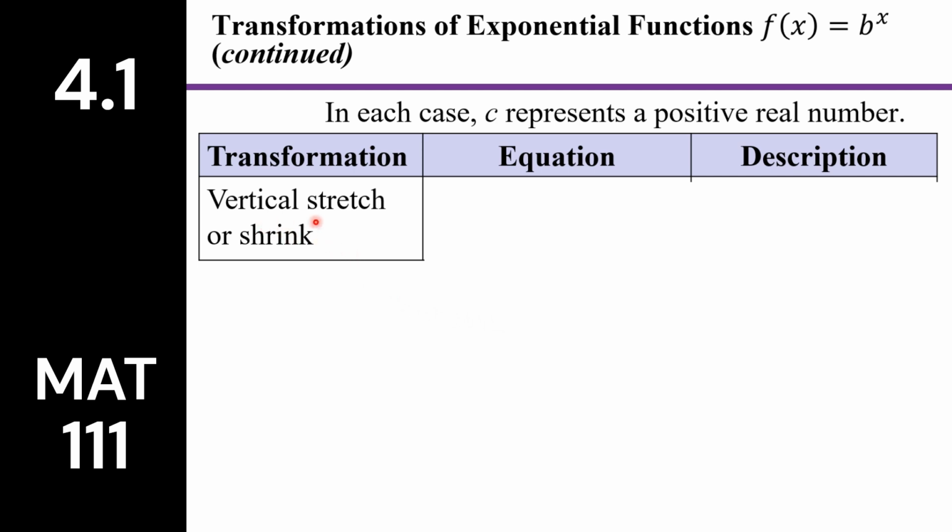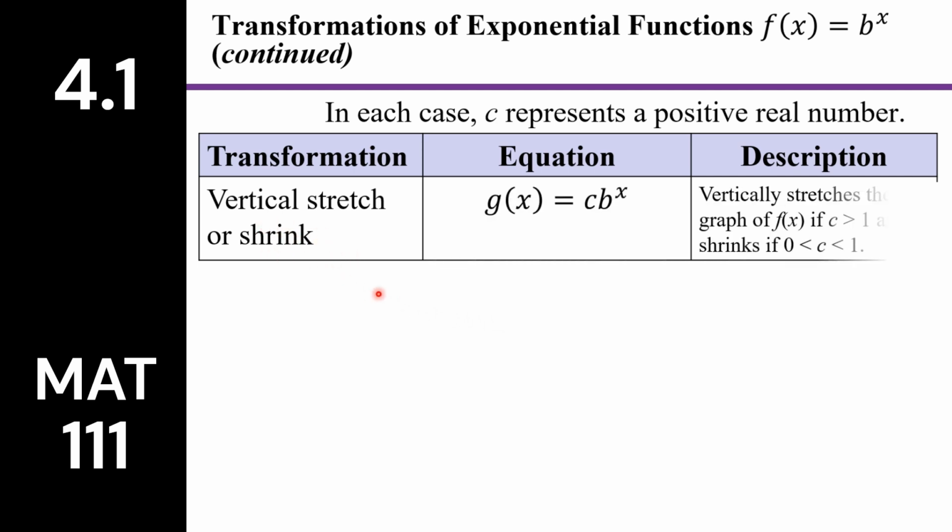We can have a vertical stretch or a vertical shrink if we multiply by a constant. So if that constant is greater than 1, we'll have a vertical stretch, and if that constant is between 0 and 1, we'll have a vertical shrink.